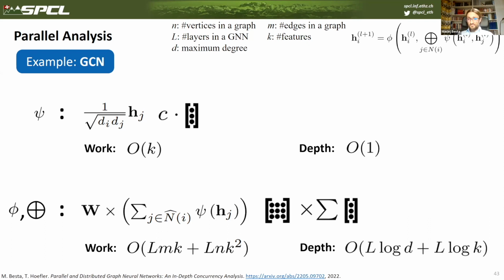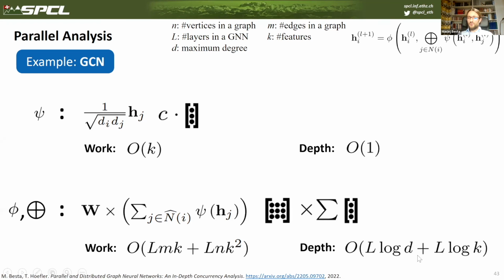So depth is the sum of two terms. In each term, we have a linear number of GNN layers L, and then we always have the logarithm of something. On one hand, we have the logarithm of the maximum degree in the graph. On the other hand, we have the logarithm of the number of features in our vectors. Right, so this implies that depth is quite low, because the only major bottleneck that we can see here is the number of GNN layers. This is the only linear term in this equation.